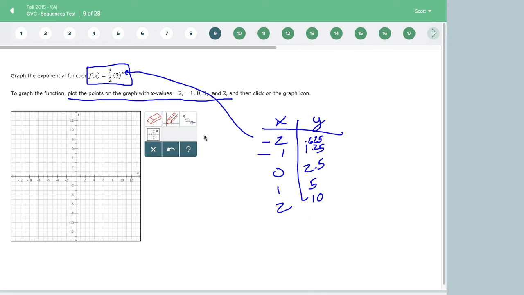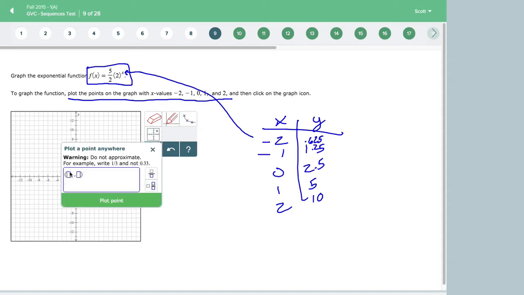And we can just plot the points. And here you can always put the points in individually. I would click that one right there and type it in. So we have 0.625. What is that? We didn't have to round it, so we're okay. So we've got -2 and 0.625. And then we just click plot point.